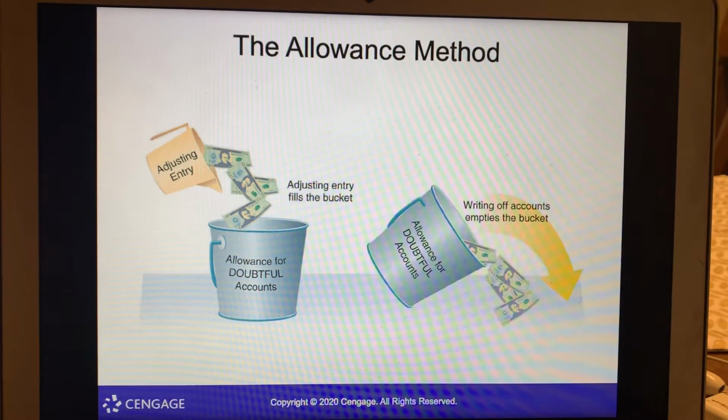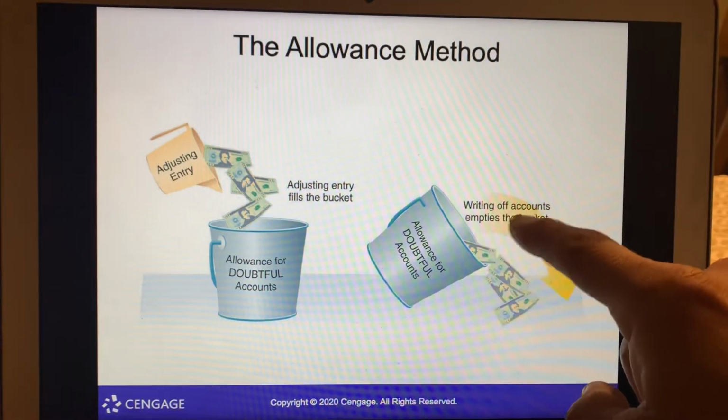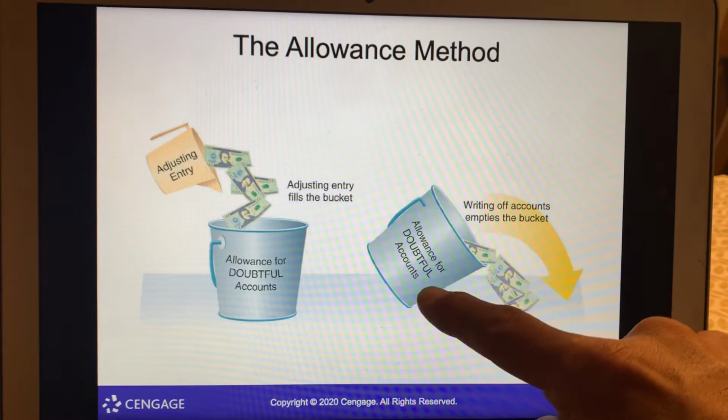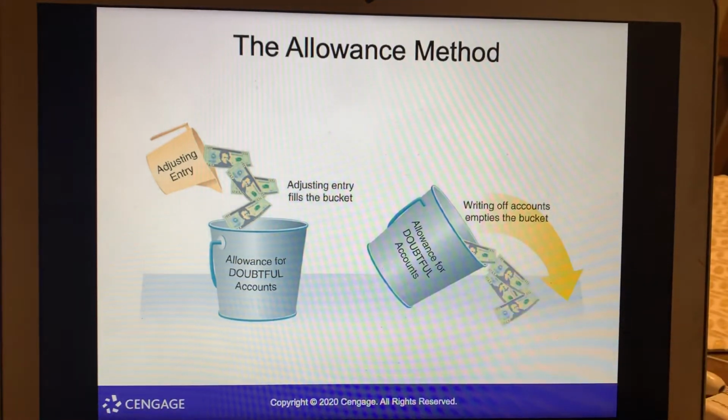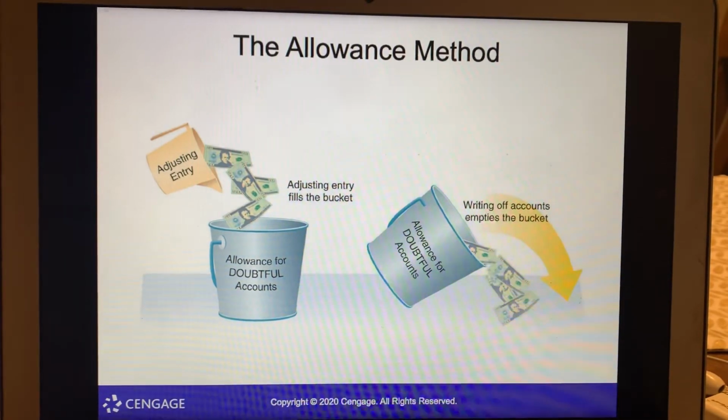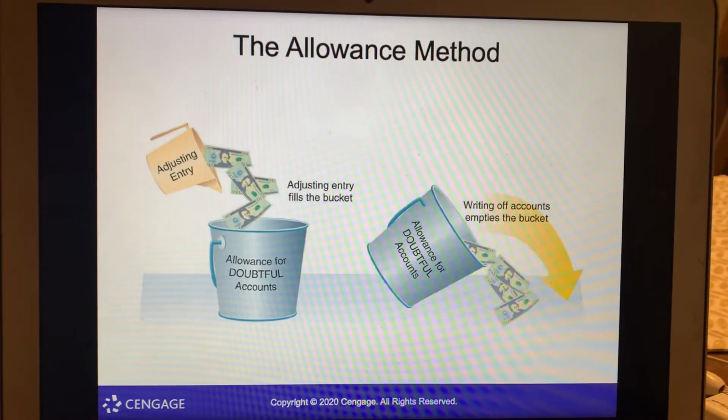What we're doing is taking an adjusting entry. The adjusting entry fills the bucket, allowance for doubtful accounts, and then writing off accounts empties the bucket, allowance for doubtful accounts, so we're emptying it. So that's a really good example of what this looks like if you learn visually. I know a lot of times whenever I see a bunch of writing, I don't get it, but this one is a really good example of the allowance method.